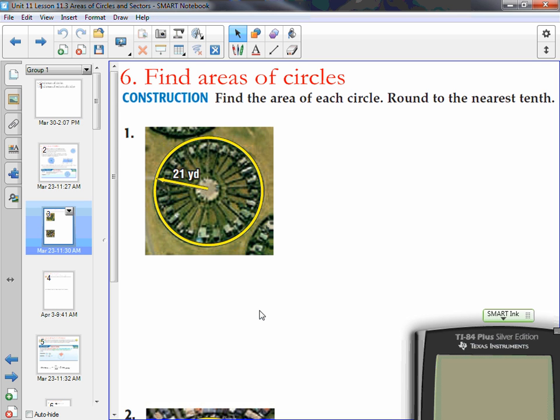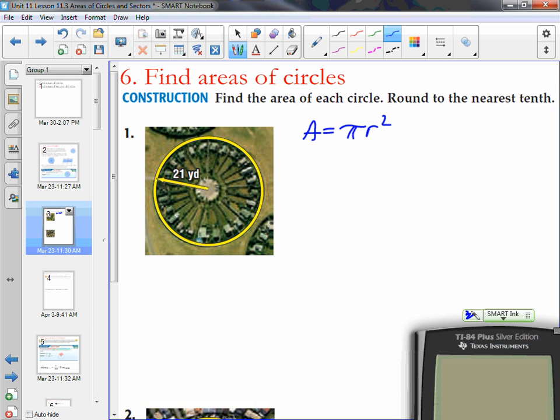Page 784, number 1. Find the area of each circle, round to the nearest tenth. So, we'll round it to the nearest tenth. We know our formula, area equals pi r squared. There's only one thing we have to know to find area, and that's the radius. Okay? So it's not like some of the others where we would have 2 diagonals or 2 bases and a height or a base and a height. Radius is all we need. So for number 1, the radius is 21 yards. So that'd be pi times 21 squared.